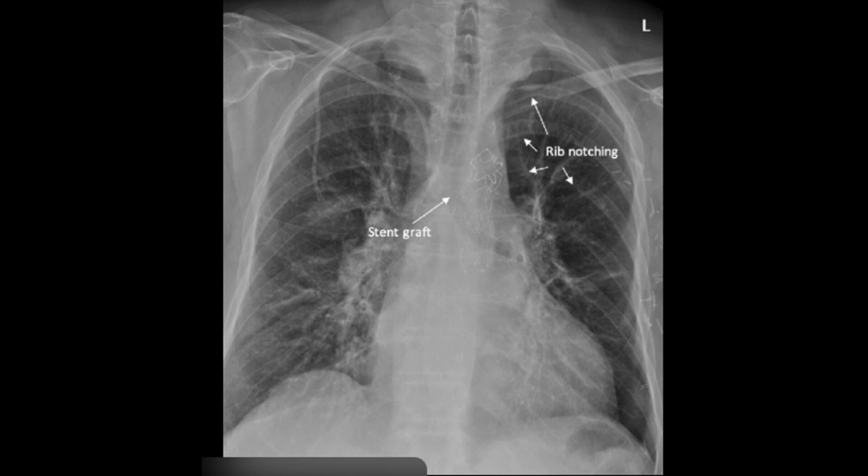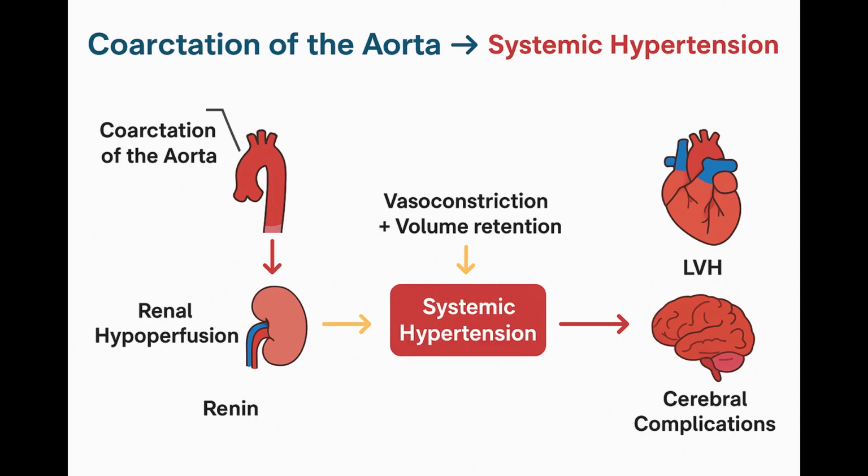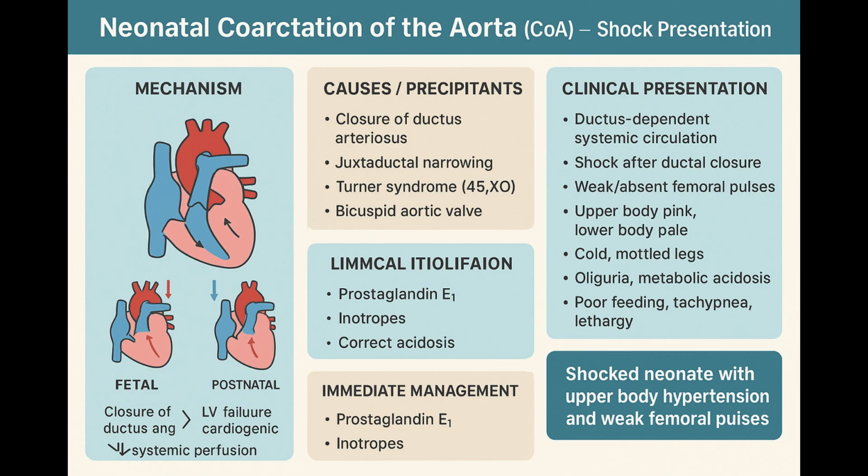But then the PDA starts to close. Usually around 1-2 weeks after birth, as prostaglandin levels naturally fall, the PDA constricts and closes. Suddenly, the lower body loses its blood supply because the severe aortic narrowing is unmasked. And the baby crashes. Goes into acute cardiogenic shock, severe heart failure, poor perfusion. It's a medical emergency, requires prostaglandins to reopen the ductus, and then surgical repair.